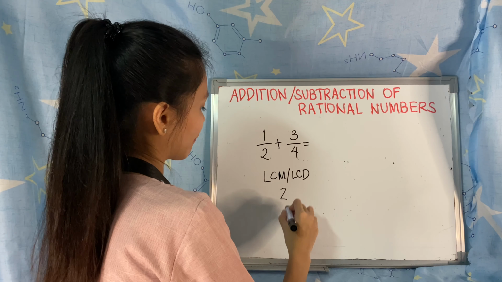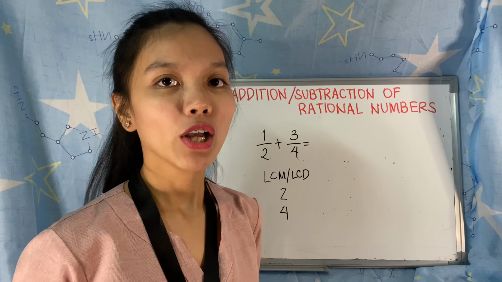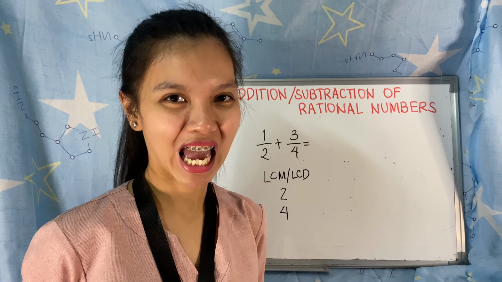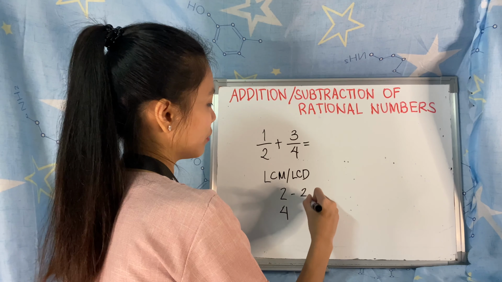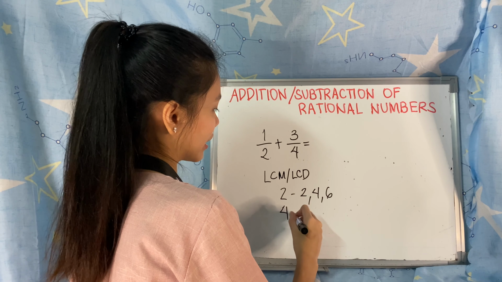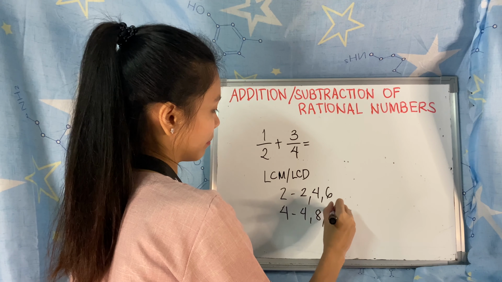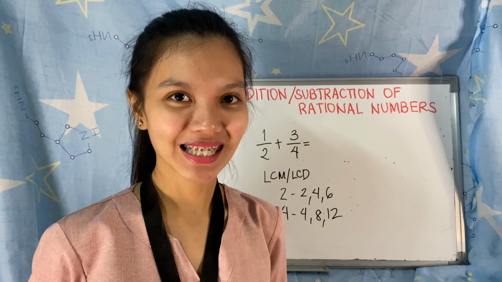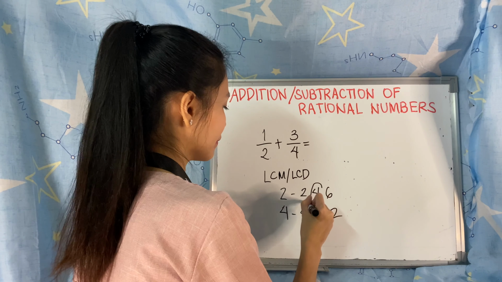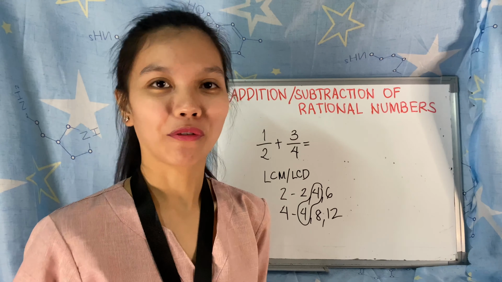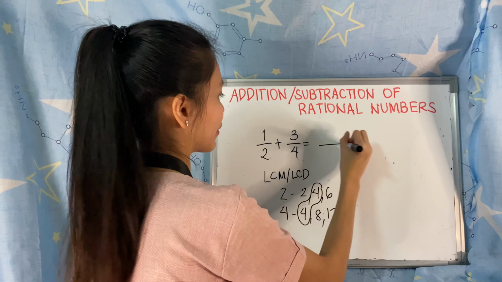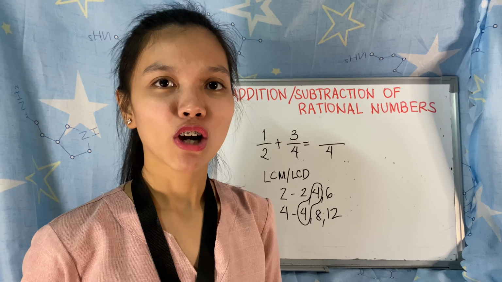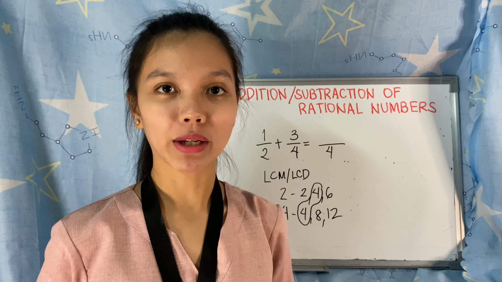So, we are going to look for the LCM of 2 and 4. The first multiple that they have in common will be our LCM and denominator. So, we have 2, 4, 6, and so on. Then we have 4, 8, 12. So, in just the first 3 multiples, they already have a common one. And what is that? The number 4. Therefore, our LCD for these fractions is 4.